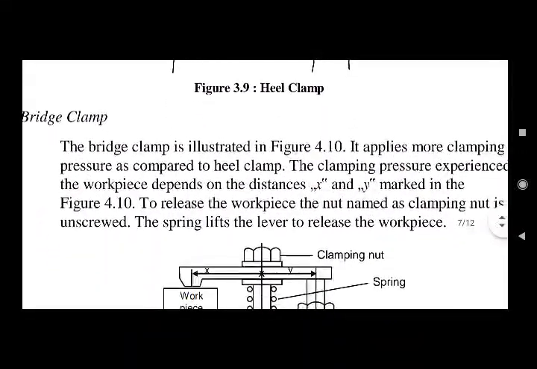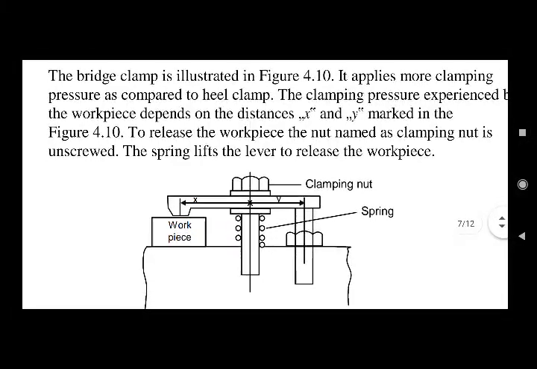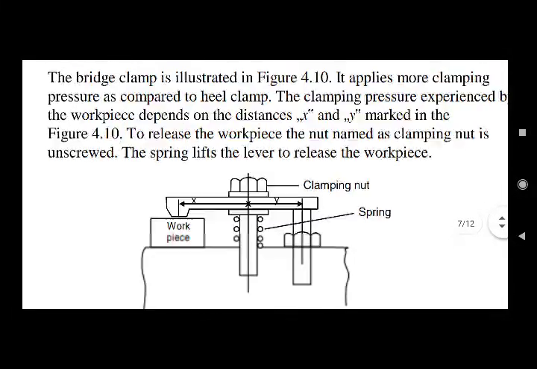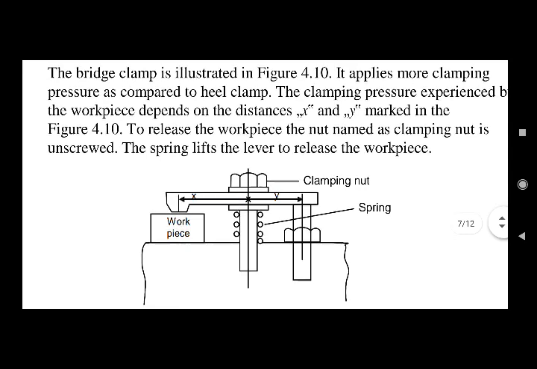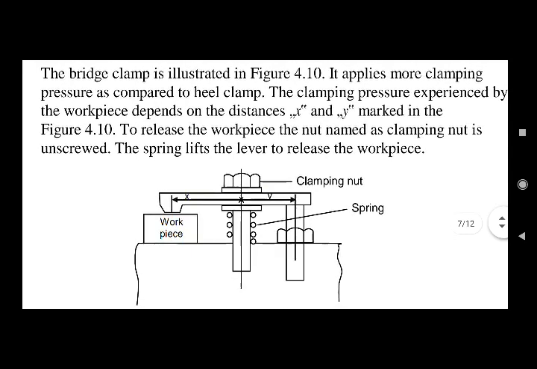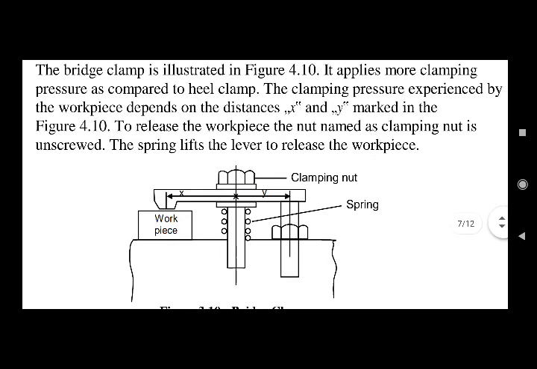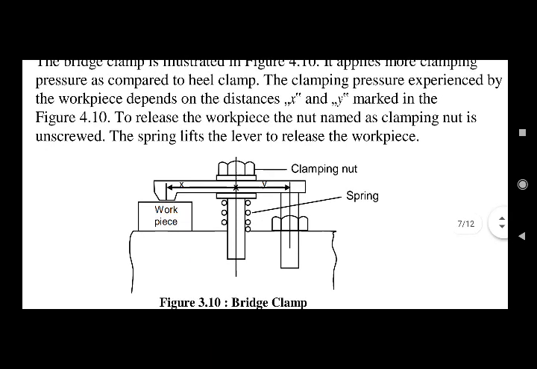Next is a bridge clamp. The bridge clamp is shown in the diagram. You can see it is somewhat related to the cantilever beam you have studied in strength of materials as well as in engineering mechanics. The bridge clamp is illustrated in the figure. It applies more clamping pressure as compared to the heel clamp. Now the pressure will be exerted more, but due care has to be taken that there should not be any marking of the clamp onto the workpiece if it is very polished or machined. The clamping pressure experienced by the workpiece depends on the distances x and y marked in the figure. To release the workpiece, the clamping nut is unscrewed. The spring lifts the lever to release the workpiece.